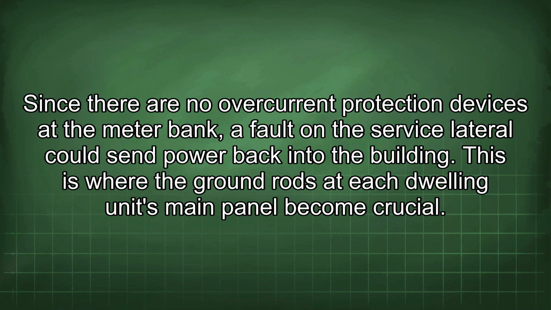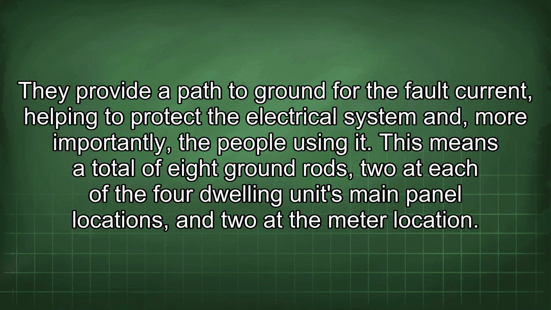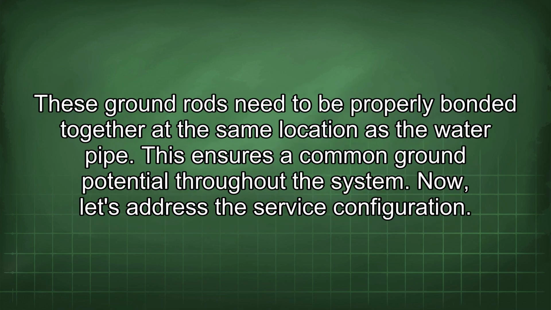This is where the ground rods at each dwelling unit's main panel become crucial. They provide a path to ground for the fault current, helping to protect the electrical system and, more importantly, the people using it. This means a total of 8 ground rods, 2 at each of the 4 dwelling units' main panel locations, and 2 at the meter location. These ground rods need to be properly bonded together at the same location as the water pipe. This ensures a common ground potential throughout the system.